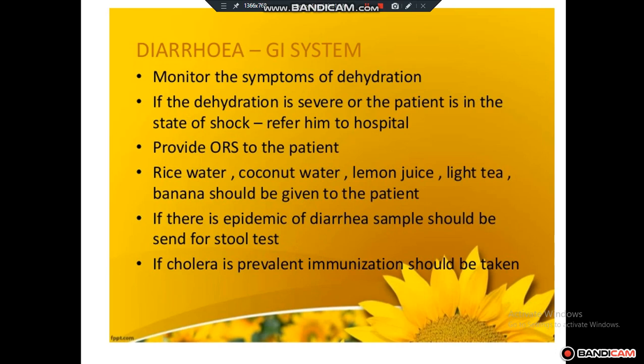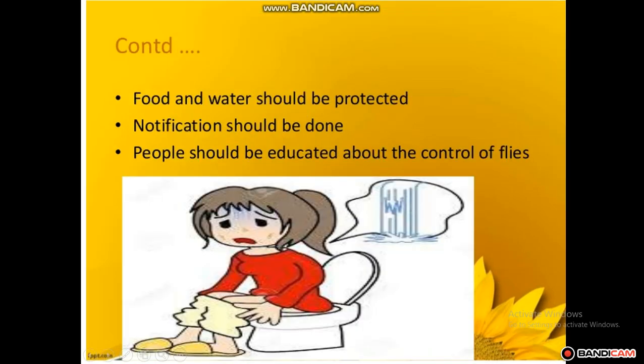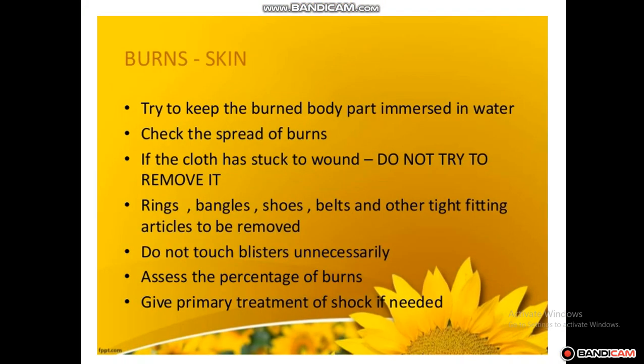If there is an epidemic of diarrhea, samples should be sent for the stool test. If cholera is prevalent, immunization should be taken and the patient has to be admitted in the hospital. Food and water should be protected. Notification should be given. People should be educated about the control of flies.